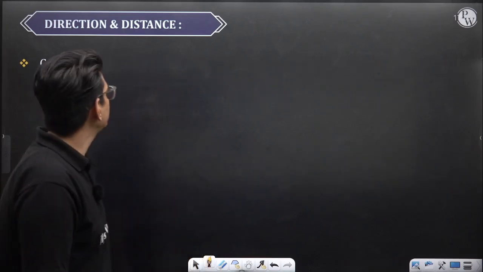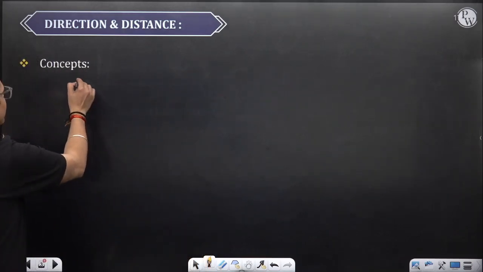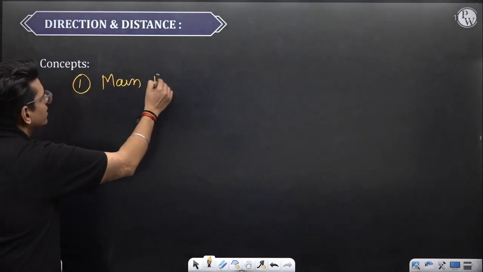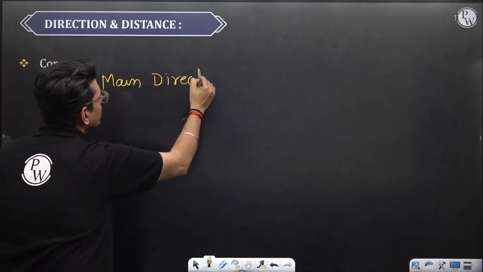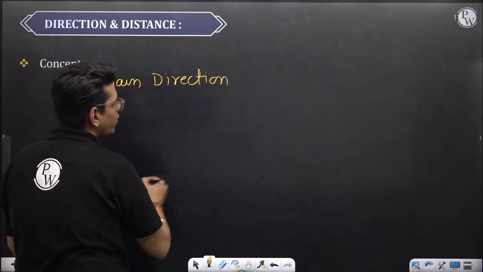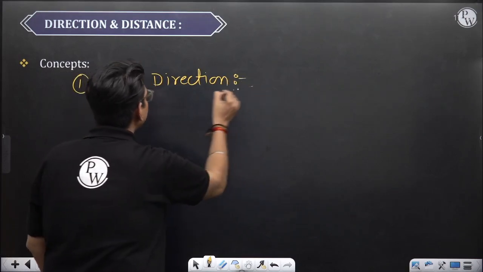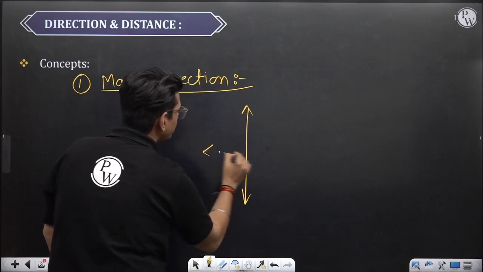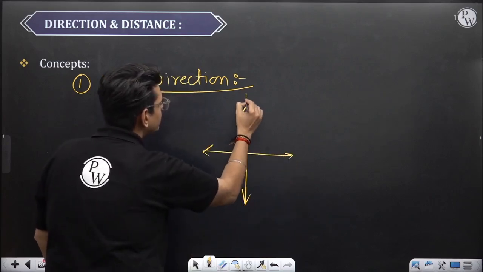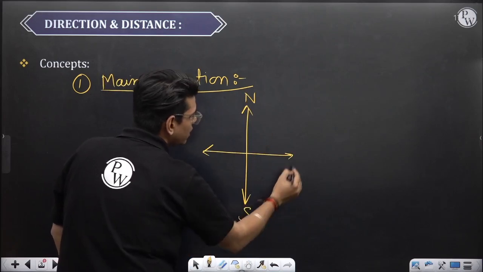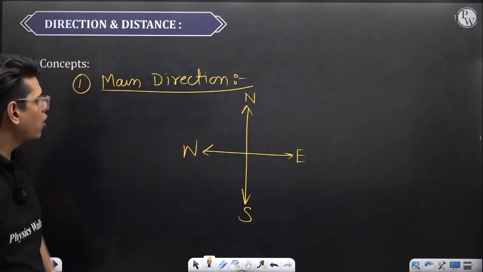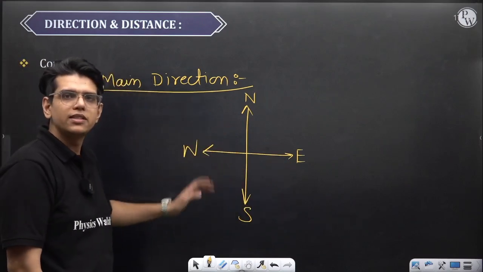So the first concept we need to know is what are the basic directions, main or basic directions, right? So in 2D, we represent the directions as this, right? For every question based on direction, first you should make this diagram. This is north, this is south, this is east, and this is west. So the main directions are north, south, east, and west, right?